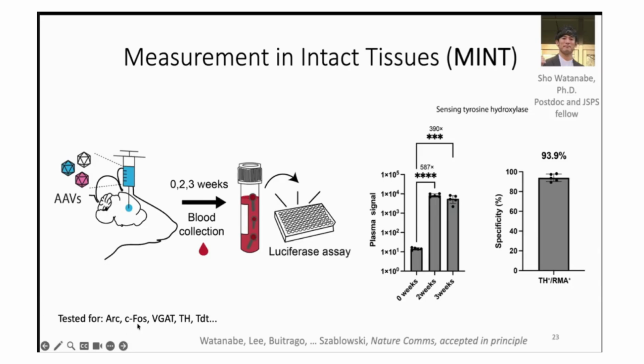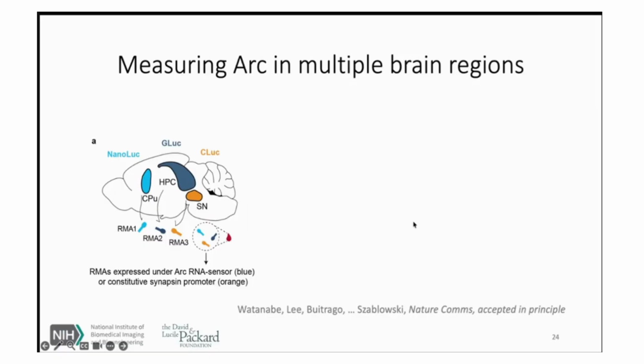So we're able to detect a large array of various proteins. We have tested ARC and CFOS and VGAT and TH, and even some transgenes like tdTomato. In each case, we're able to detect them in vivo with this kind of sensitivity. We also are able to multiplex it, so now we're beginning to move towards multiplex recording.